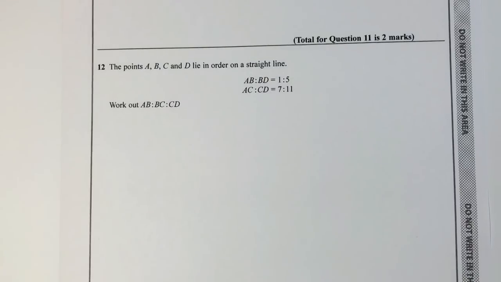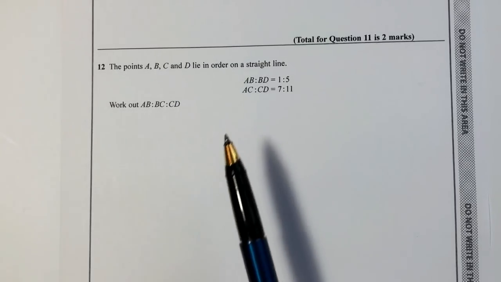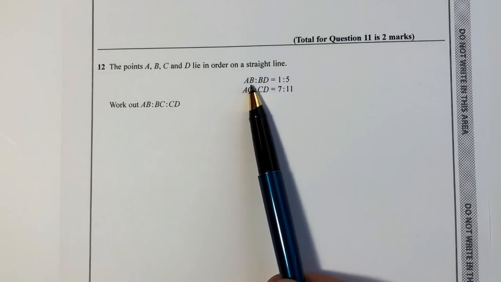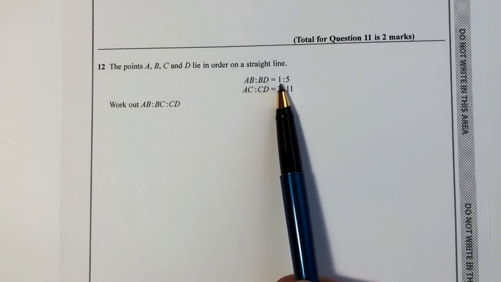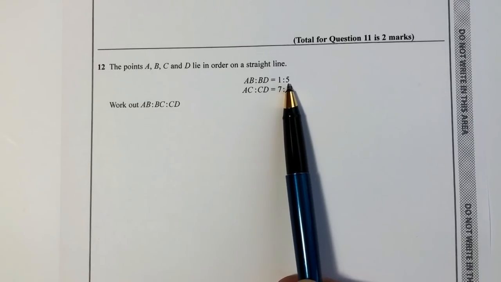Let's move on then to question number 12. With question number 12, we've got the points A, B, C, and D in order on a straight line, and we're given some ratios to play around with. So what we're basically saying is we've got A to B and B to D. Well, that's 1/6 of the way, and this is 5/6 of the way.